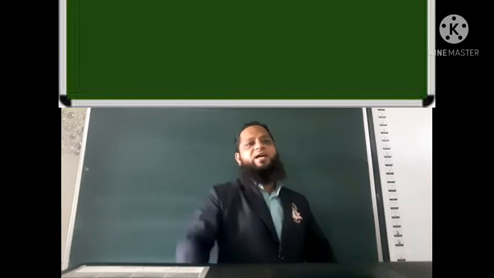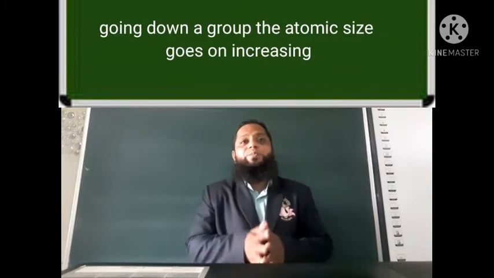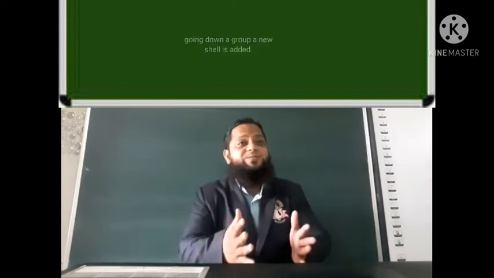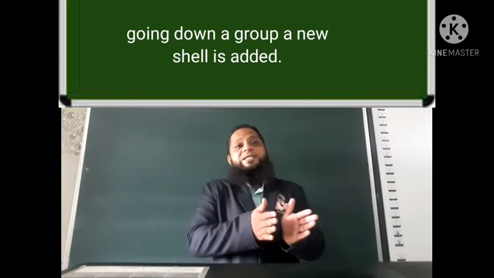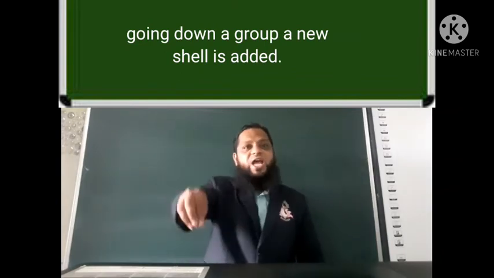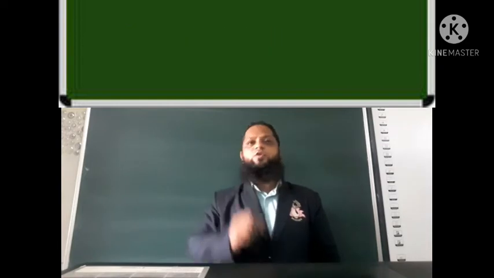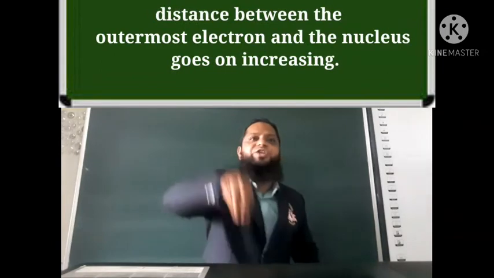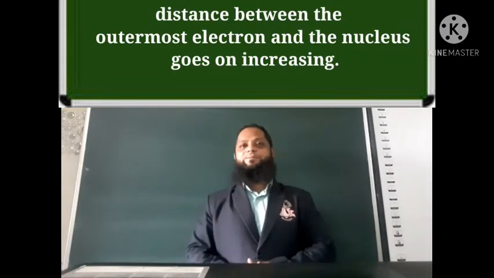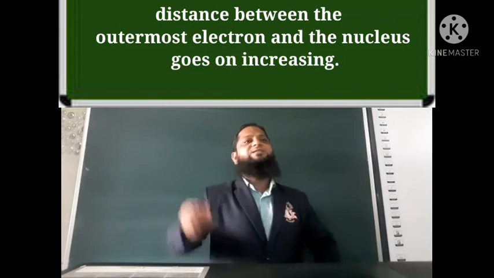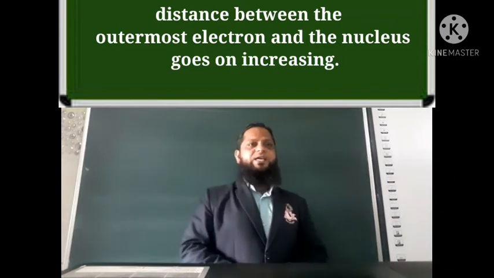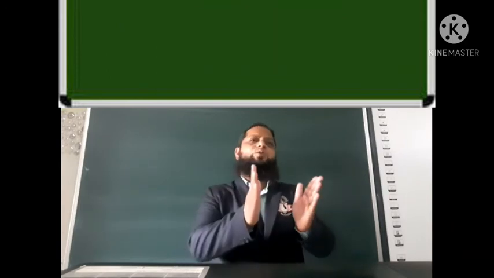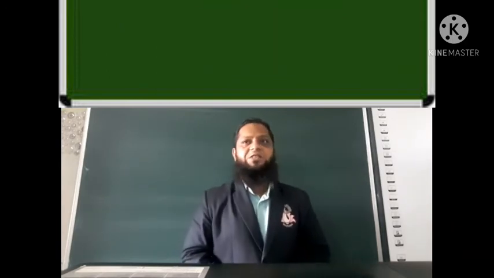Here you will find that while going down a group, the atomic size goes on increasing. This is because while going down a group, a new shell is added. Therefore, the distance between the outermost electron and the nucleus goes on increasing. As a result of this, the atomic size increases in spite of the increased nuclear charge. This is all about the atomic size.